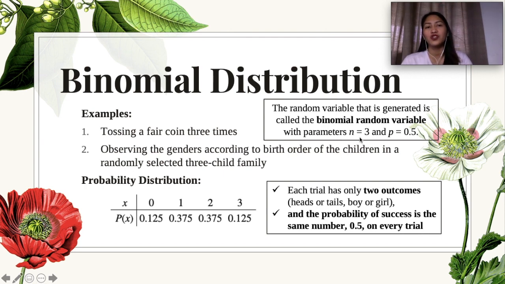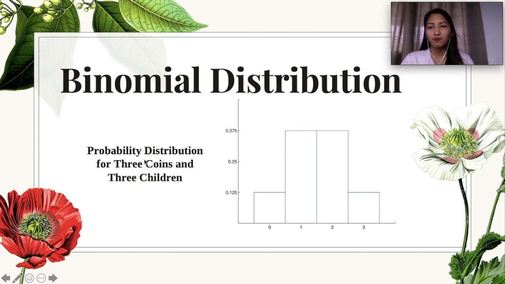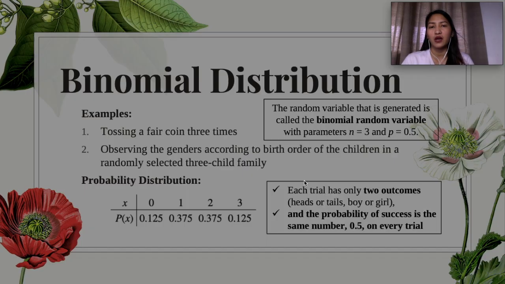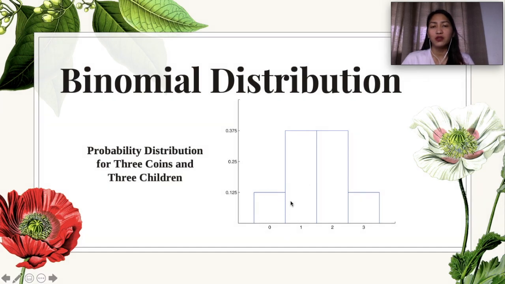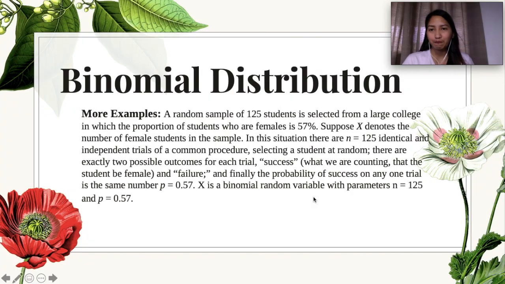So, ano yung parameters natin? N is equal to 3 or the total number of trials. So, you have 3 times 3-child family. So, N is equal to 3, while the P or the probability is 0.5 for each trial. Okay, so here is the histogram for our 2 examples. Kung yung 0, yung 1, so lahat ng possible values ng X, tapos yung probability dito sa Y-axis. So, gawin mo lang siya, i-plot mo lang siya.